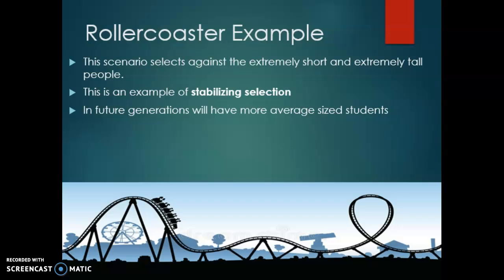In this case, I chose human height as my polygenic trait. And this is an example of stabilizing selection because only the average students survive. So future generations of Mr. Kruger's class would have more average sized students. Alright, so that's what I'm looking for.